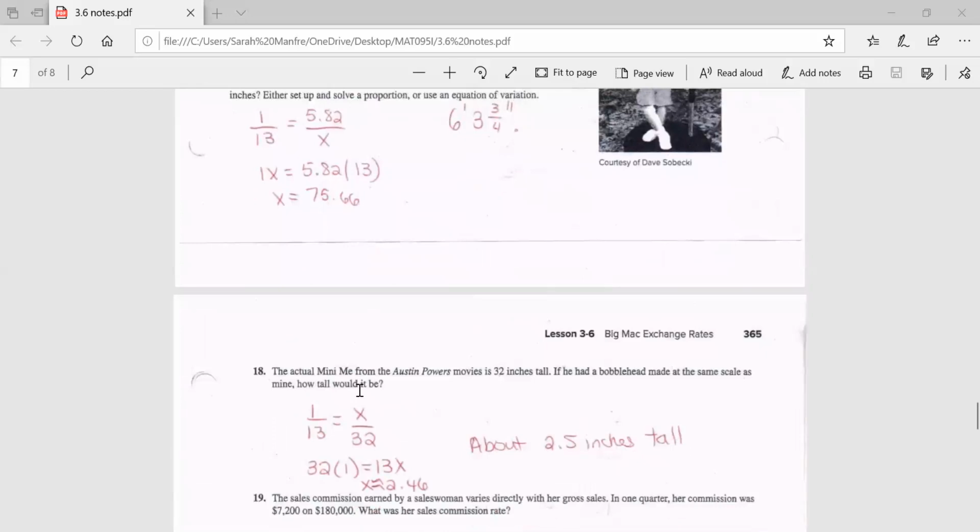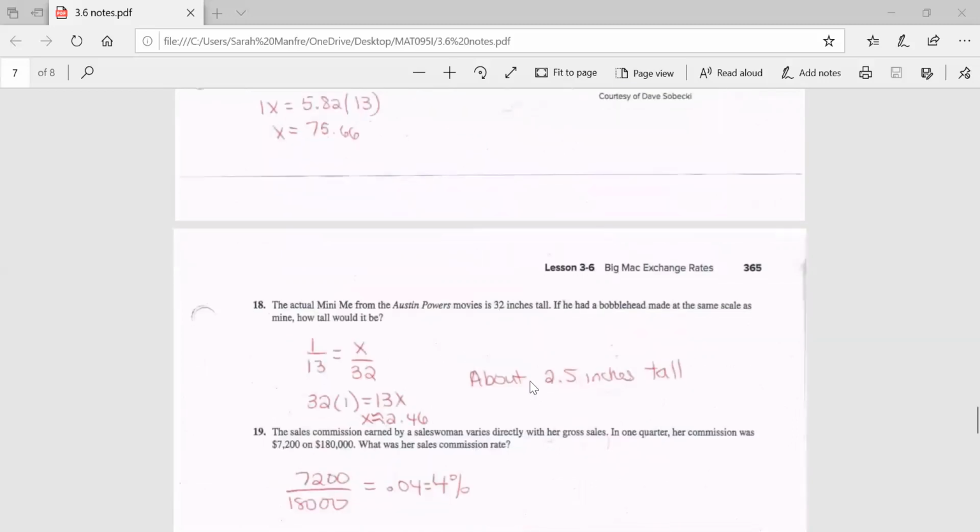Well, it says the actual mini-me was 32 inches tall. If we had made a bobblehead, made the same scale, how tall would it be? Well, 32 is now the actual, so I'm going to put 32 in the denominator, and we're trying to figure out what the little scale would be. We cross multiply again, and you get about 2.46 inches, so we're just rounding to 2.5 inches tall.